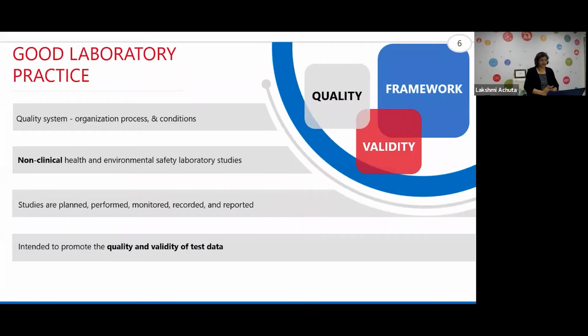GLP, the acronym, is the quality system for the conduct of non-clinical health and environmental safety laboratory studies, intended to ensure that the quality and the validity of the test data is as per the requirement of the study and the regulatory requirements, and to ensure that the studies are planned, performed, monitored, recorded, and reported. So it's very, very critical that the quality and the validity of the test data should be traceable, it should be reliable, and you need to ensure that it is available during the entire data sets.